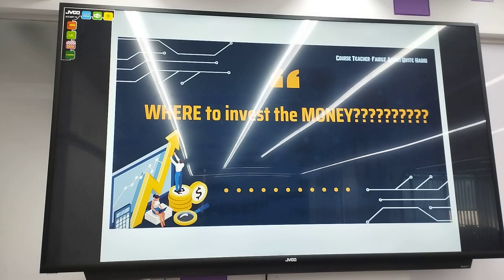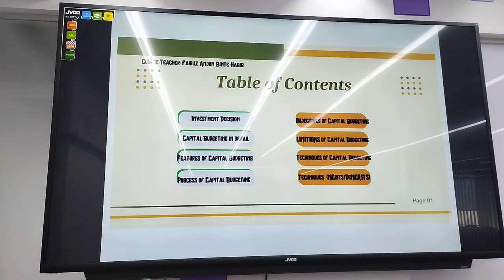Before we start the lecture, first I have a question for you. Do you know the meaning of capital budget? What does it mean by capital budget, or why do we need capital budget? Tell me, any idea about it?